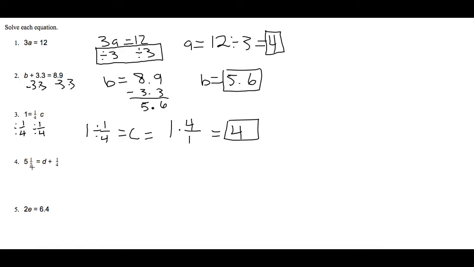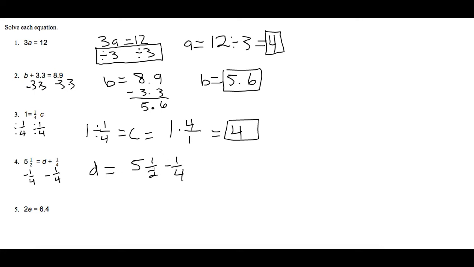For this one here, we have 5.5 equals d plus 1/4. So what's happening to the variable? It's being added by 1/4. What's the opposite of that? Subtracting 1/4. So we have d equals 5.5 minus 1/4.